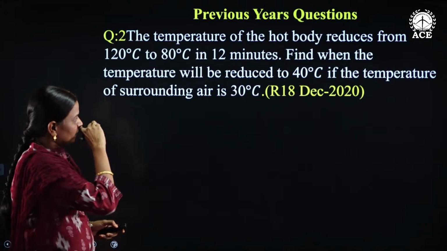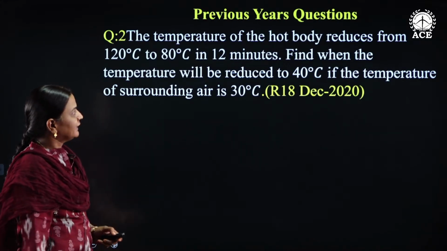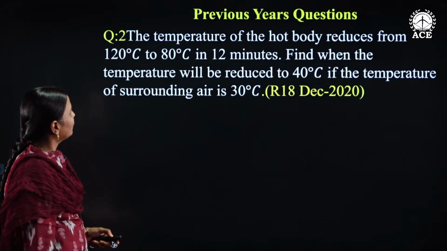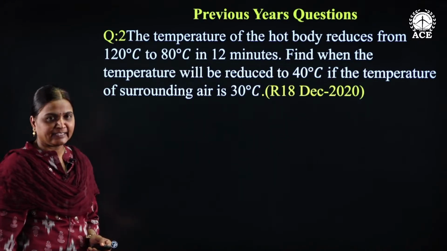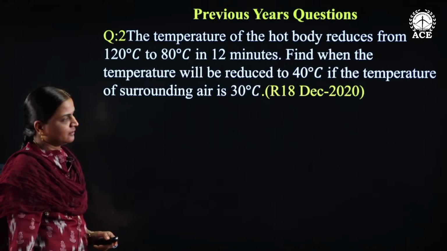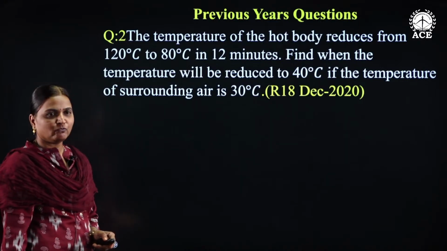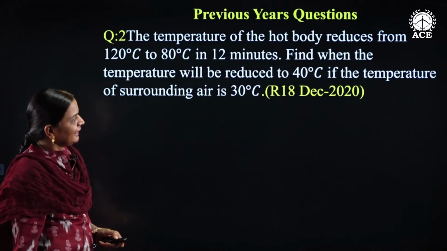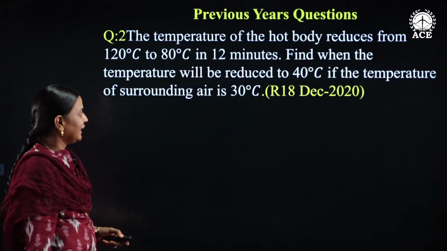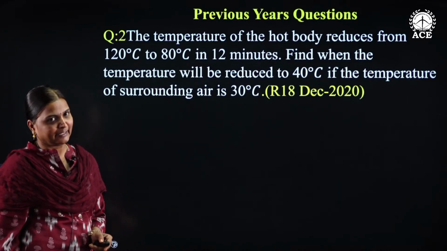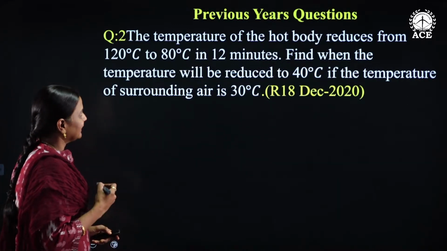Next, second question. The temperature of the hot body reduces from 120 to 80 degrees centigrade in 12 minutes. Find when the temperature will be reduced to 40 degrees centigrade if the temperature of surrounding air is 30 degrees centigrade. That means here we have to find the time. Okay. So how to write the given data?